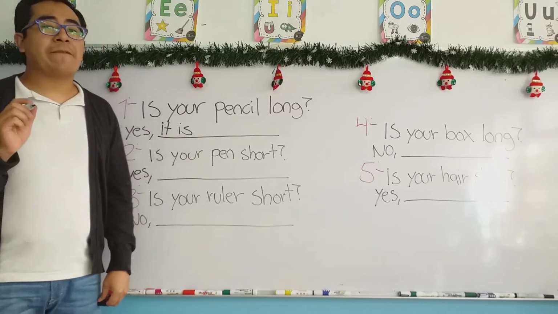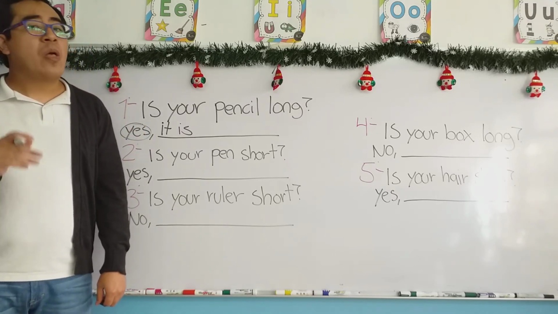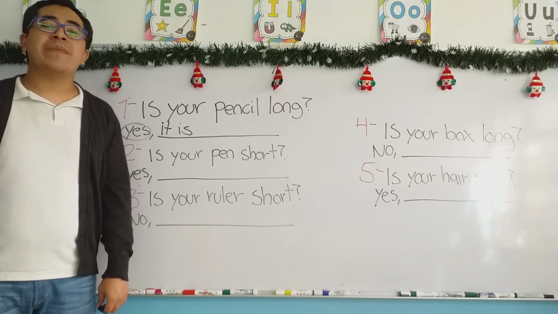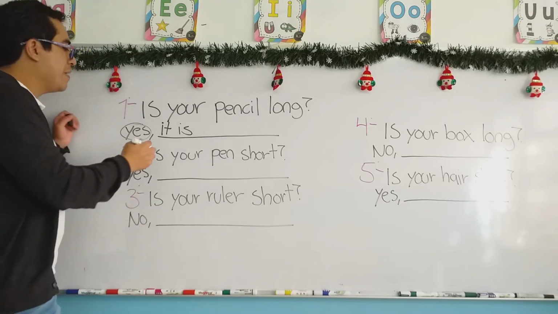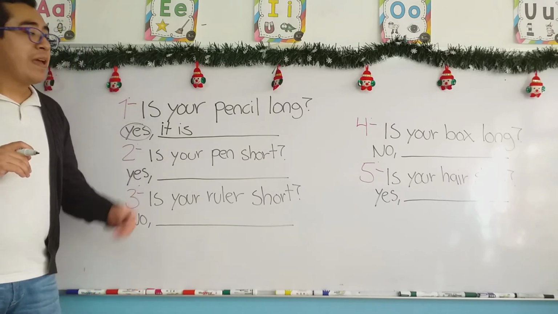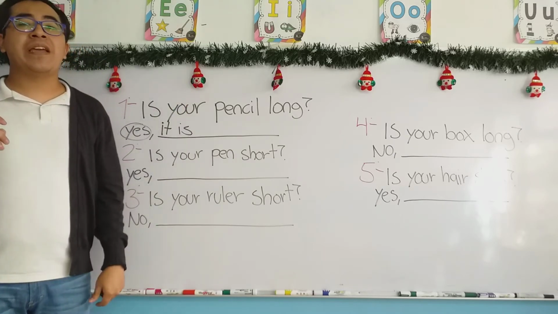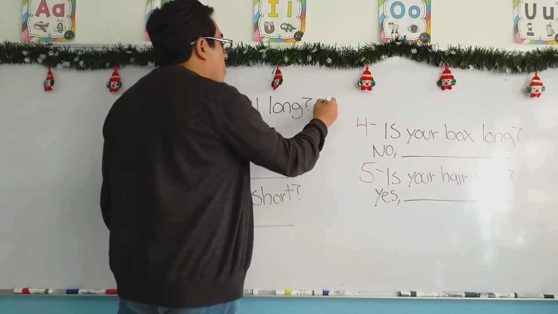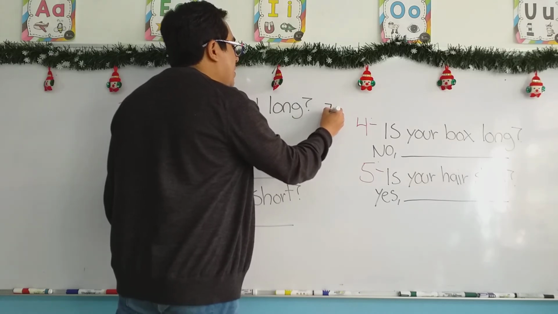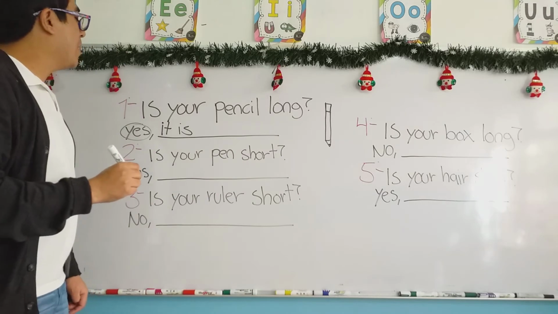Okay, once again, yes, it's already written. We don't put it again, we only complete the answer. It is. That's the only thing we need. Okay? And because we're talking about a long pencil, that's the object we have to draw. A long pencil. Okay? Very good.